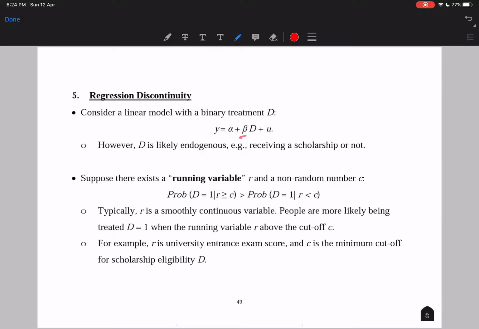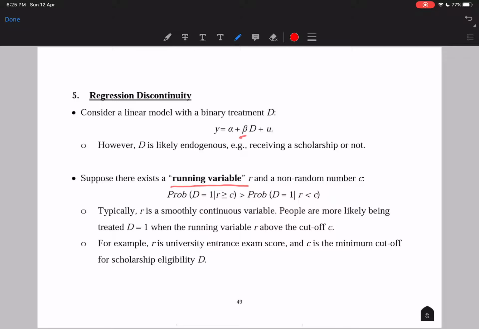And we know the treatment is likely endogenous, right? Whether receiving a scholarship or not is likely endogenous, right? A student with better academic ability is more likely to get a scholarship, for example. So now let's assume there is a random variable we call R, and a non-random number C, a cutoff, and the probability of being treated is higher if the random variable is above the cutoff than the probability of being treated if the random variable is below the cutoff.